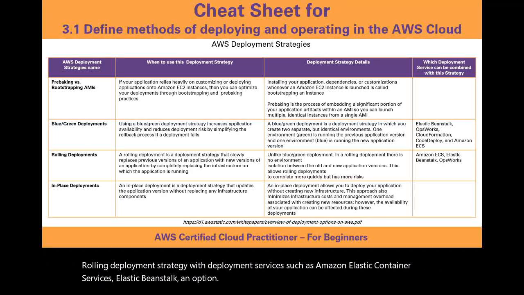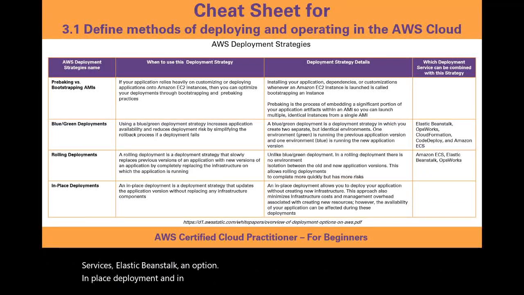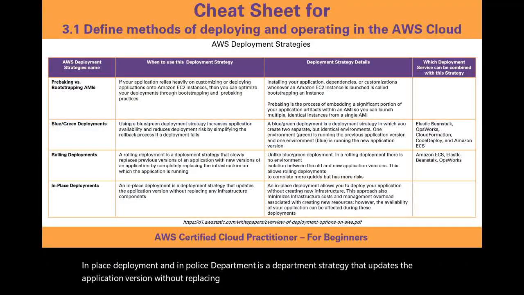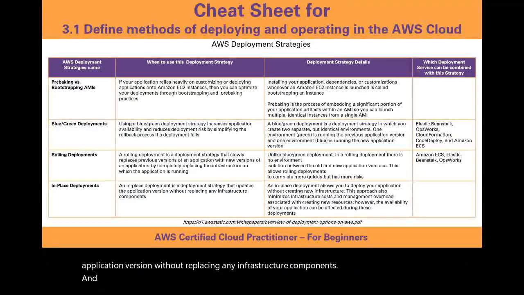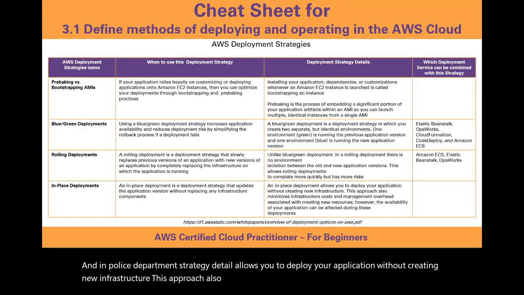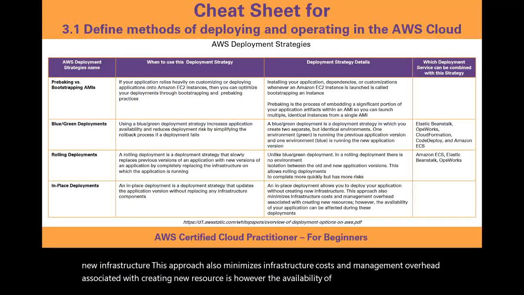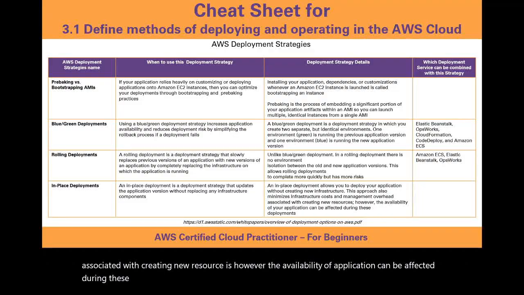In-place deployment. An in-place deployment is a deployment strategy that updates the application version without replacing any infrastructure components. An in-place deployment strategy allows you to deploy your application without creating new infrastructure. This approach also minimizes infrastructure costs and management overhead associated with creating new resources. However, the availability of your application can be affected during these deployments. You can use the deployment strategy with most deployment services.